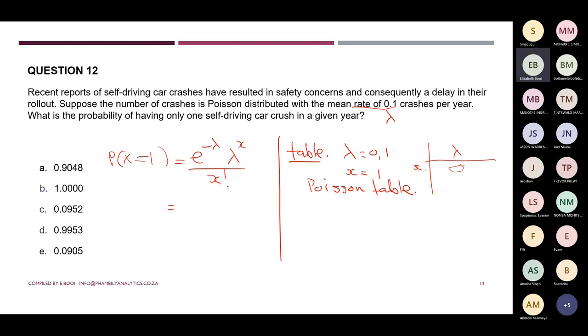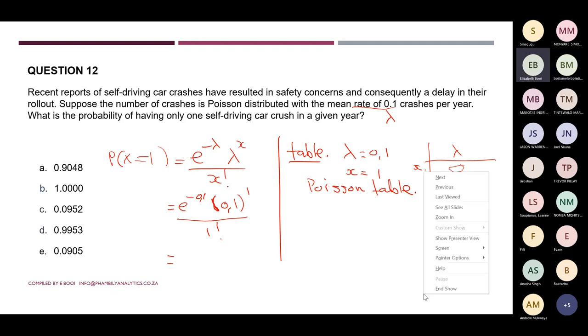Using the formula, e to the power of negative 0.1, I'm going to put it into brackets, times 0.1 to the power of X, which is 1, divided by 1 factorial. And I use my calculator. You can double check.